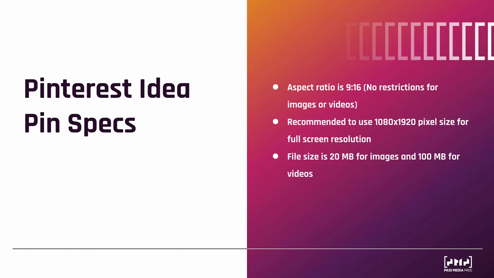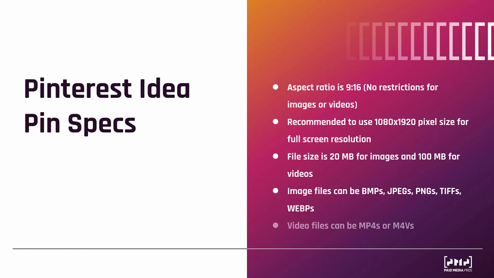For images, your file size can be no more than 20 megabytes. For any video uploads, the file size can be no larger than 100 megabytes. There are 5 image file types that you can use for idea pins. They are bitmaps, JPEGs, PNGs, TIFFs, and WebPs. And then for video files, there are only 2 types allowed, MP4s or M4Vs. So now that we have information on the specs needed to create an idea pin, let's hop into Pinterest and create the idea pin ourselves.